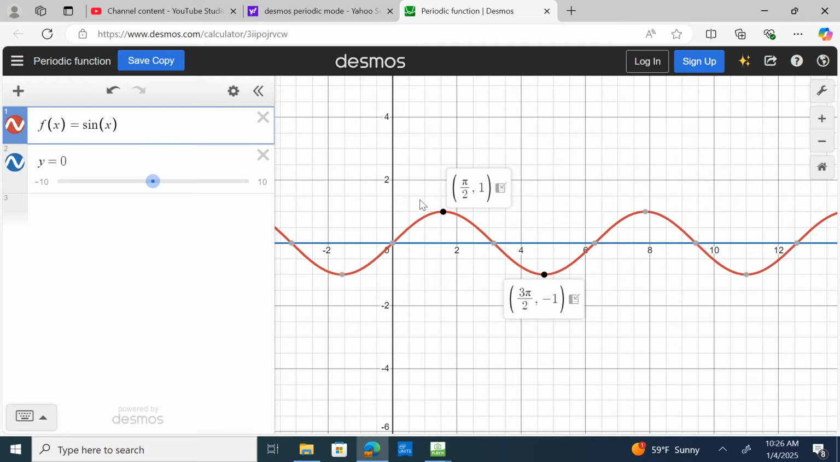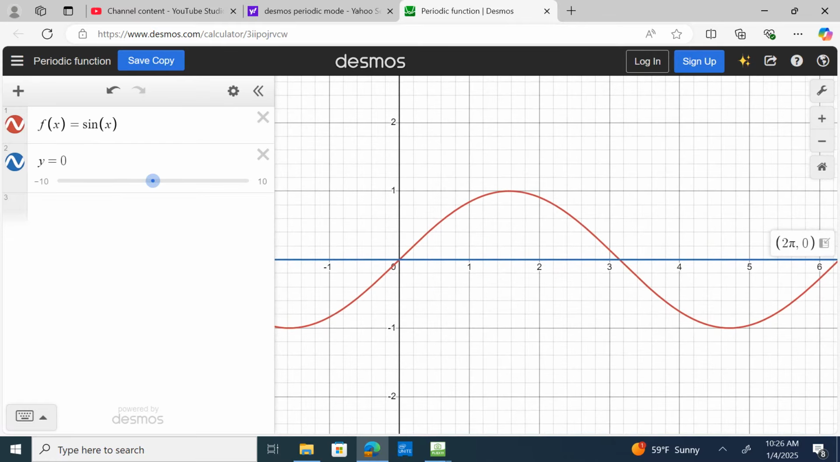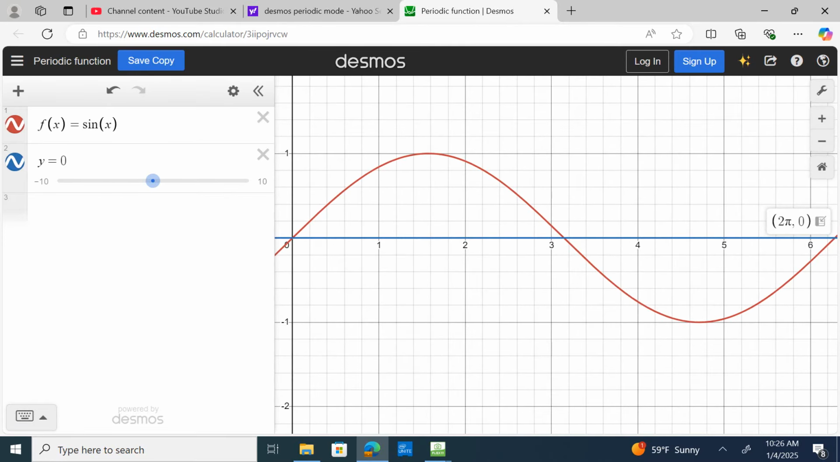One cycle here is referred to as a period length. So our parent function, y equals the sine of x, has a period length of 2 pi. That means it takes a length of 2 pi to do one cycle.